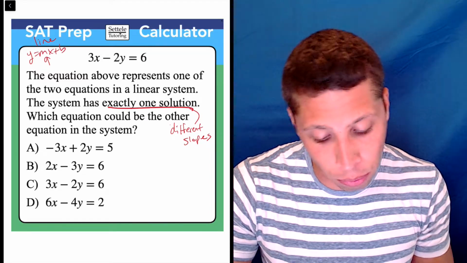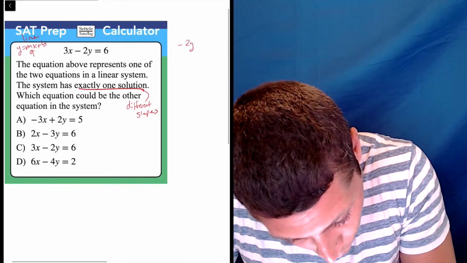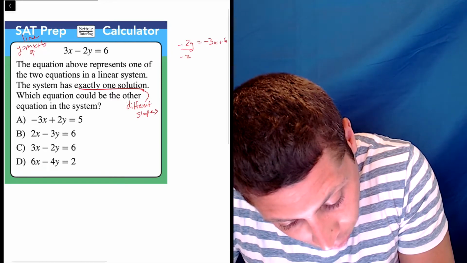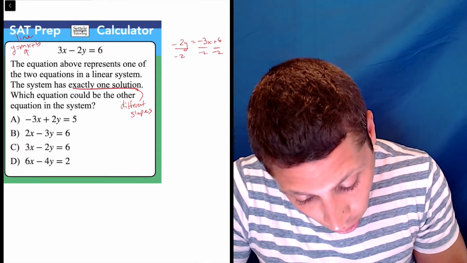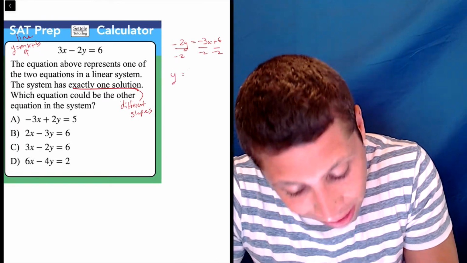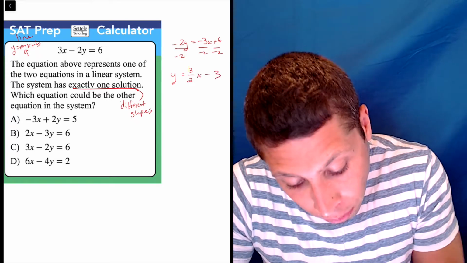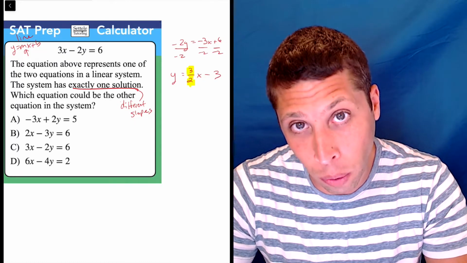So I would subtract the 3x, and I would get negative 2y is equal to negative 3x plus 6, and then I would divide by negative 2, and you have to make sure that if this is a question where we care about more than the slope, you're doing it to all of the pieces. We would get y is equal to positive 3 halves x minus 3. So the part I really care about is the 3 over 2. That's my slope. That is what I'm looking for in the answer choices.